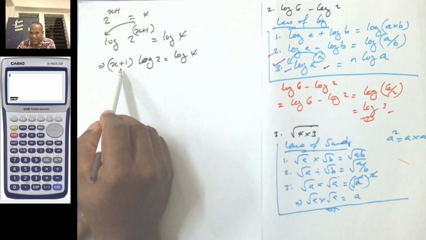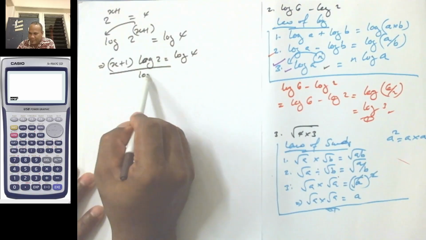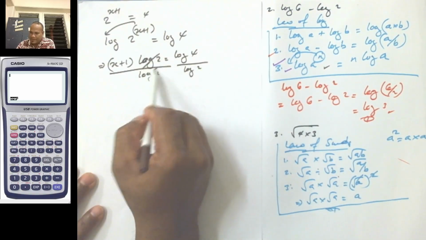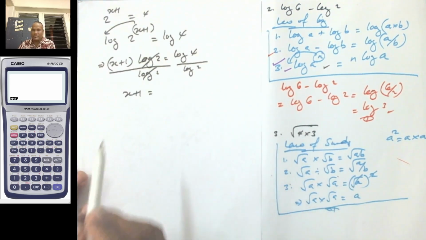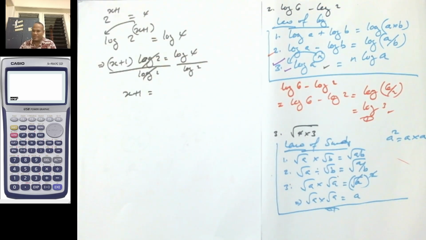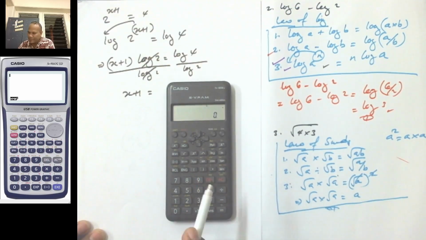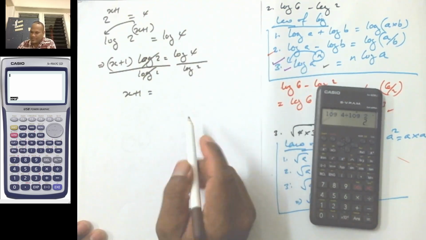So I want to find x. Since log 2 is multiplied, I'll take it to the other side, where it is divided. This cancels out. So we're left with x plus 1 equals log 4 divided by log 2. So what is log 4 divided by log 2? It is equal to 2. So our answer here is 2.